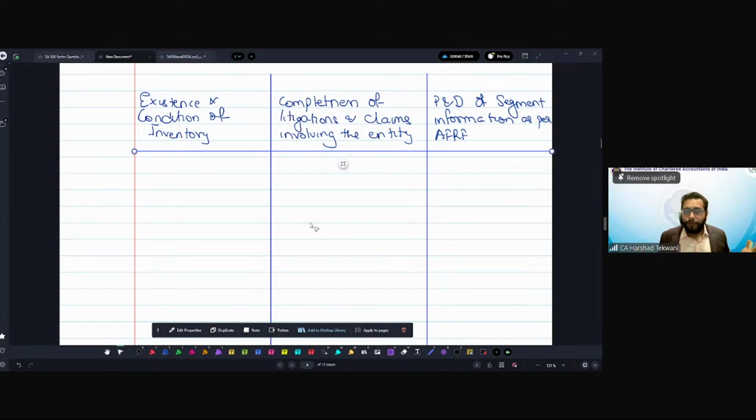When it comes to test of controls, what controls can you think of that will be around the existence and condition of the inventory? If anyone can give some idea, what controls do you think will be around the existence and condition of the inventory?